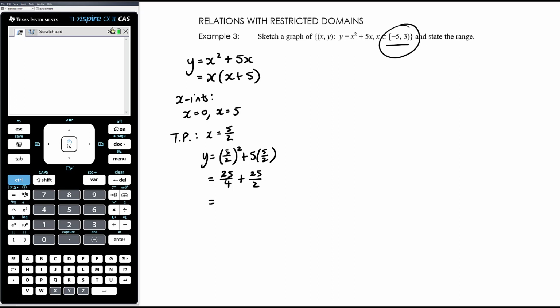Sorry, I was just thinking we shouldn't have a positive y coordinate here, and I realised my error. My apologies. When we solve this, we don't get x equals 5, we get x equals -5, which means that the turning point's at x equals -5 on 2. -5 on 2 all squared is still positive 25 on 4, but we'll be subtracting 25 on 2. So 25 on 4 minus 50 on 4 is -25 on 4. So my turning point is at -5 on 2, -25 on 4.